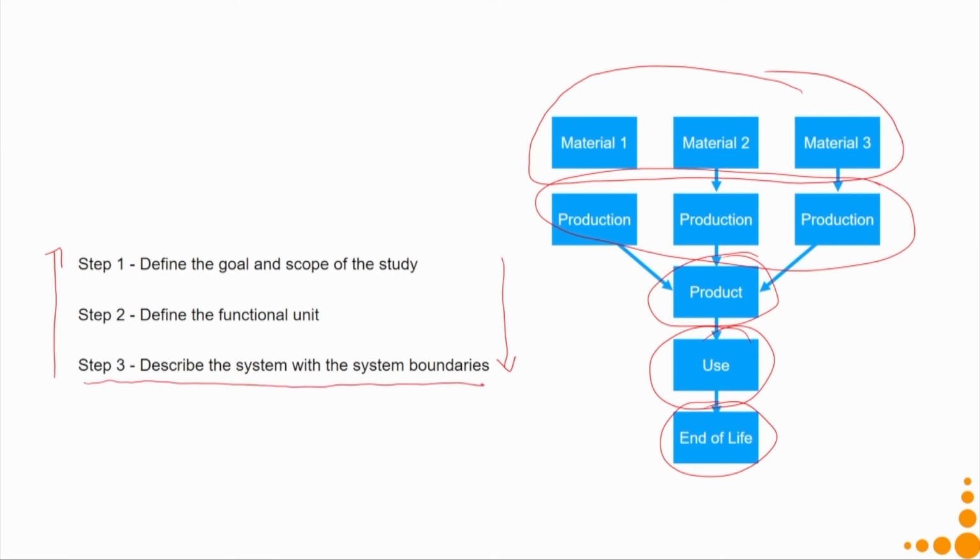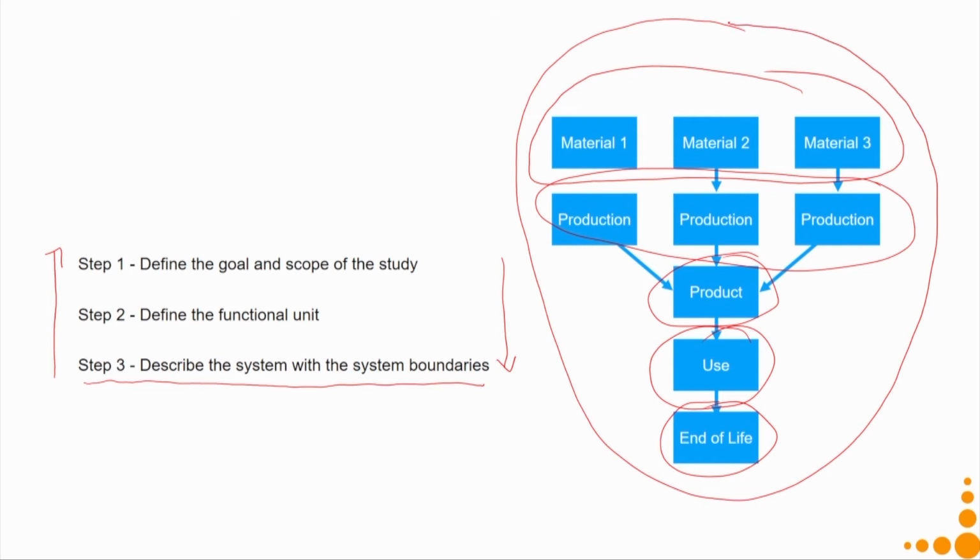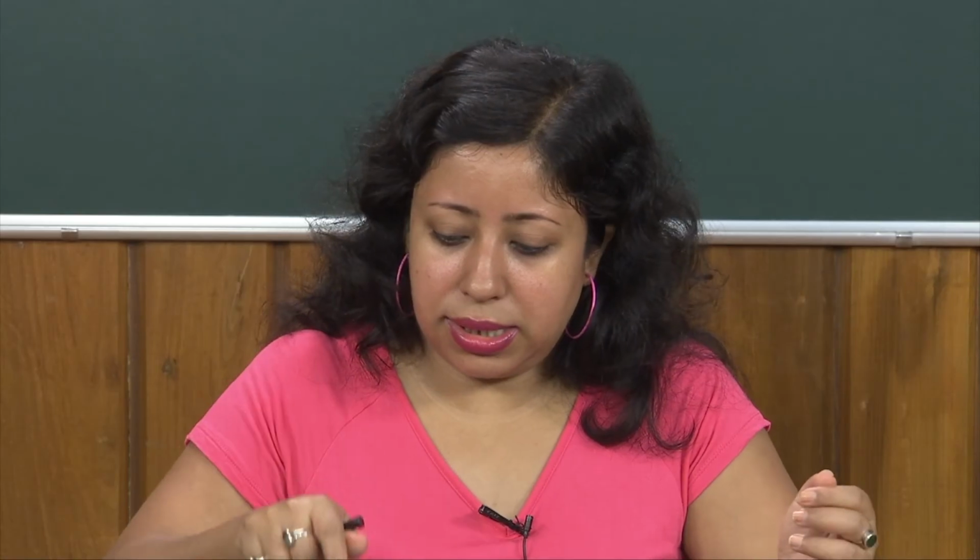the system with the system boundaries. Here you can see I have selected this particular system with a system boundary. I am interested in the cradle to grave system. Then I will discuss what is the functional unit of this, or what is the declared unit of it. Then my last step will be to define the goal and scope of the study. I will keep on iterating it. In the next lecture, we will take a product example and we will see how we follow these steps.